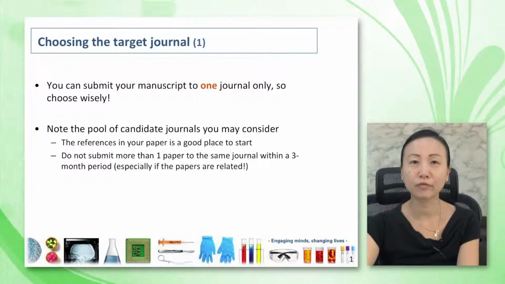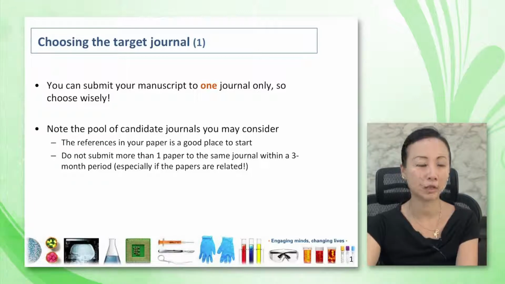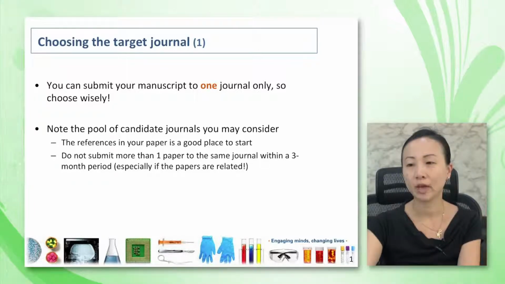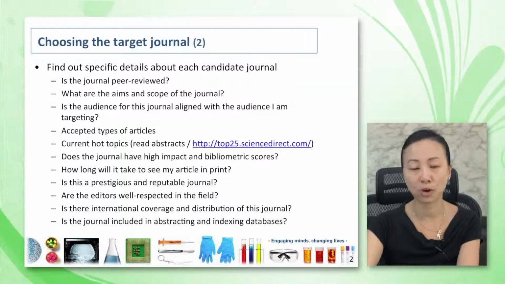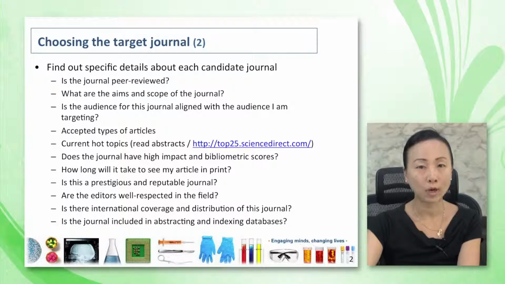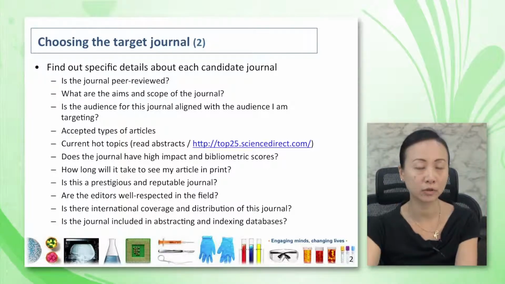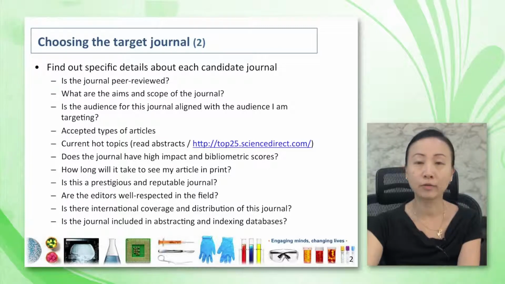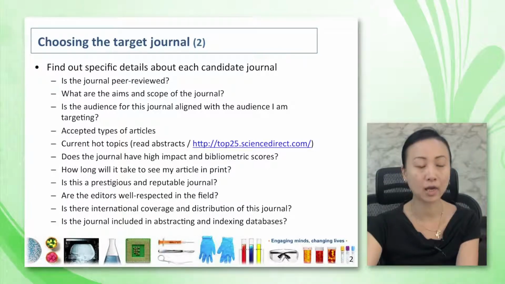Now, once you have come up with a short list of journals, find the details that are specific to each. That means do homework on each one. Think about these questions. Is the journal peer-reviewed? What are the aims and scope of the journal? This is one of the most important considerations. And a related question is, is the audience for this journal aligned with the audience I'm trying to reach?